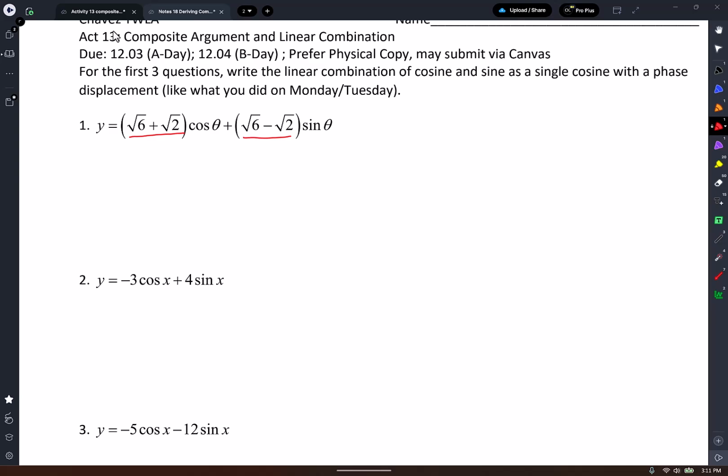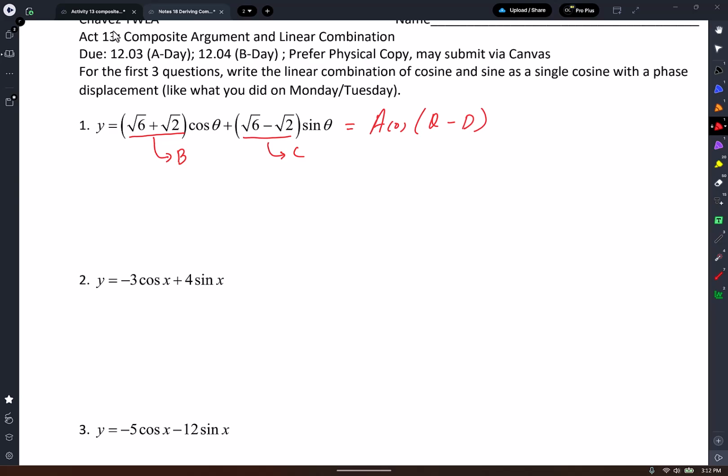So what do they want? Let's see. Write a linear combination of cosine and sine as a single cosine. So we're just doing this. We're turning that into one single cosine with a phase displacement, just like we did on Monday. So that's what we want. So what I'm going to do, to not confuse anyone, I'm going to store this 6 plus square root of 2 to B, and I'm going to store this to C. I'm just going down the alphabet. I just don't want to use the letter A and the letter D because those are already used.